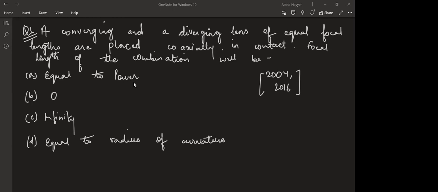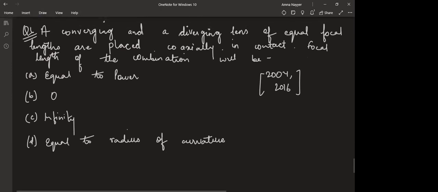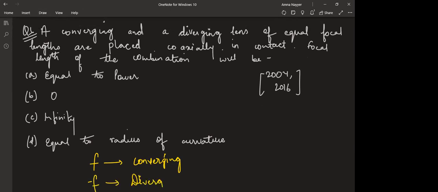Class, how will you solve this question? You have a combination of lenses. One is converging, one is diverging. So F will be the focal length for the converging lens, while you have minus F for the diverging lens.